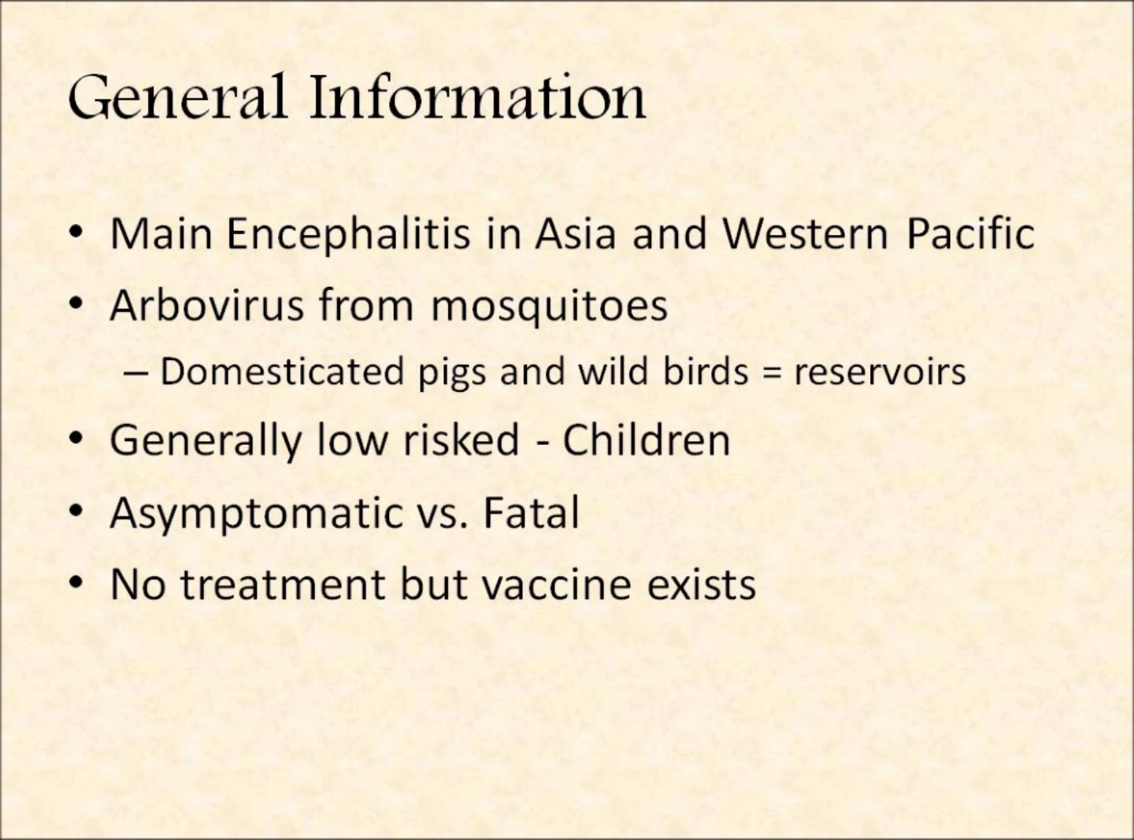And here's the slide again for the review. I will quickly run down through the main points again verbatim from the slide, so bear with me. Japanese encephalitis is the main encephalitis in Asia and Western Pacific. It's an arbovirus from mosquitoes. Pigs and wild birds are reservoirs. It's generally low risk, but it's very common in children. It can range from asymptomatic all the way to fatal, and there is no specific treatment, but vaccines do exist.